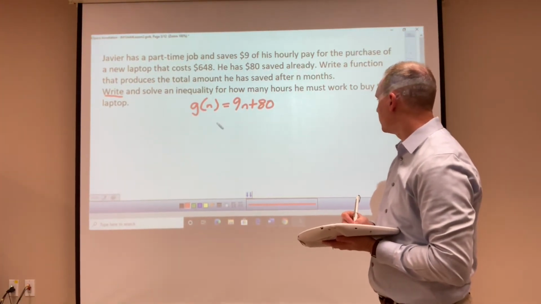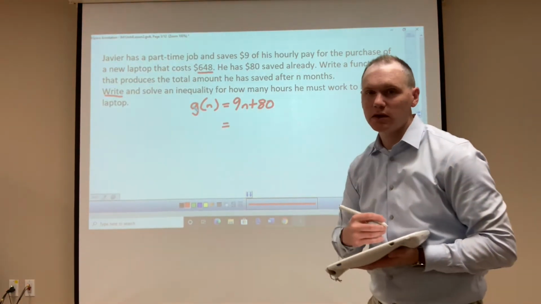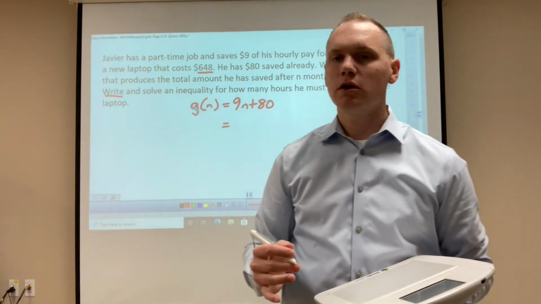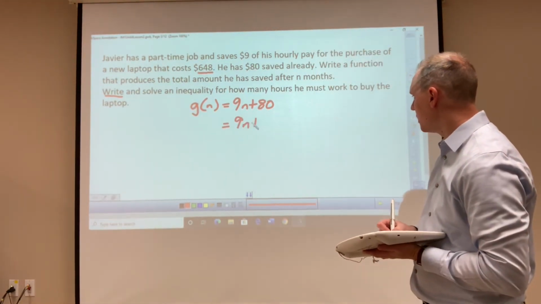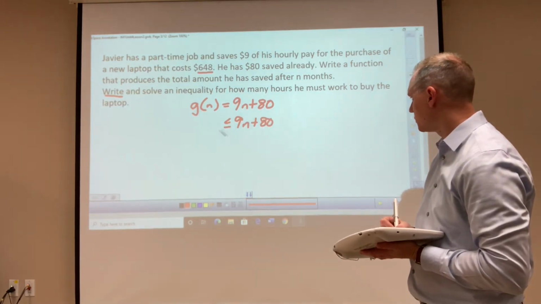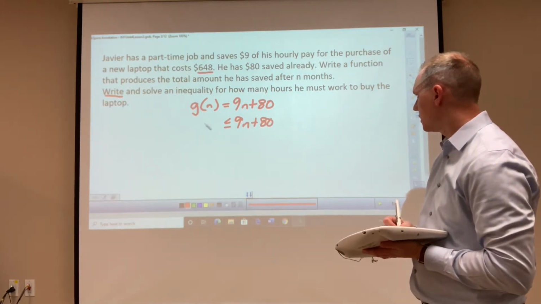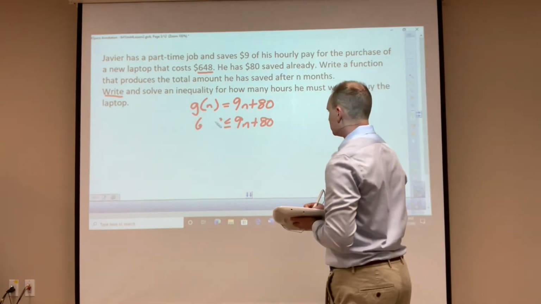So in fact, he just needs 648. So he could have exactly 648, so it could be greater than or equal to. So when is 9n plus 80 greater than or equal to 648?